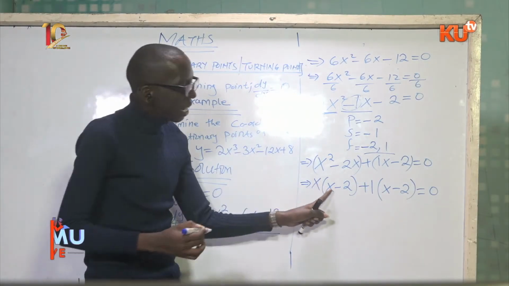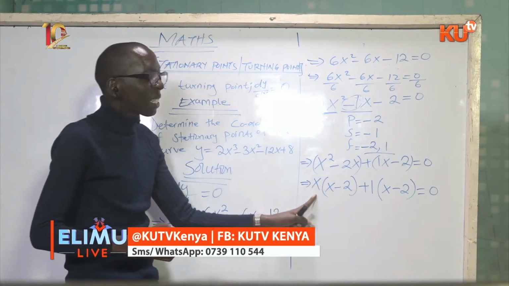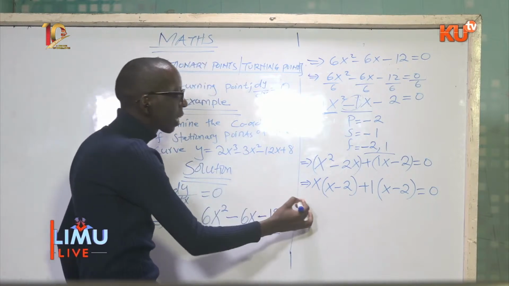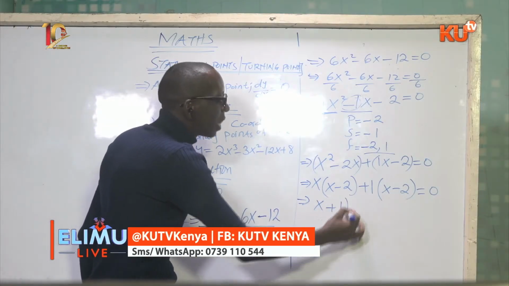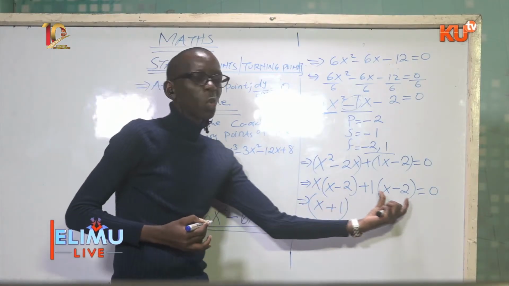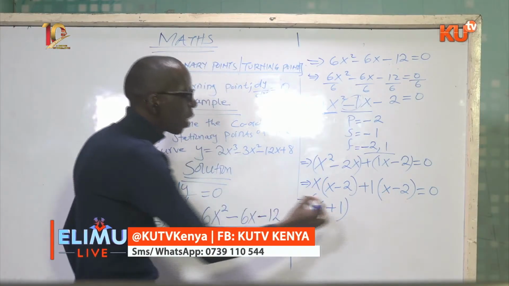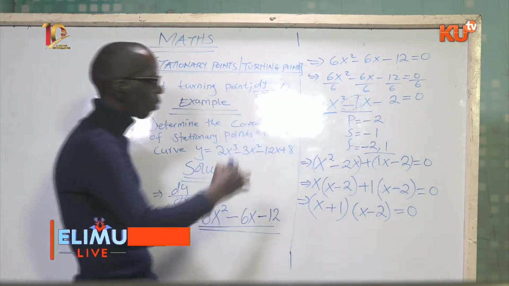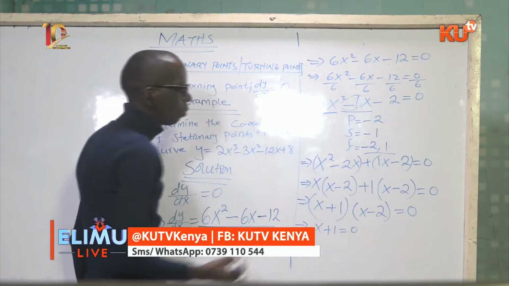Now you realize there is x minus 2 here and there is x minus 2 here. There is an x here and there is plus 1 that is outside here. Therefore, you take the x that is outside plus the 1 that is outside. They are outside, so you bring them together. And the x minus 2, they are the same. Therefore, you pick one and say x minus 2 is equal to 0. Then you pick the first one, x plus 1 is equal to 0.